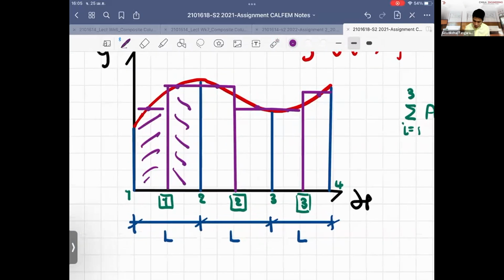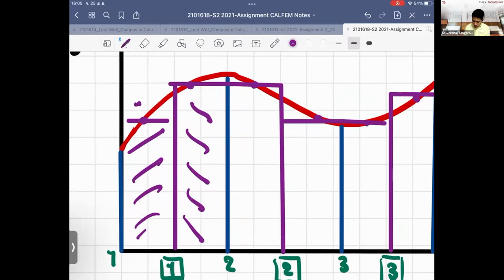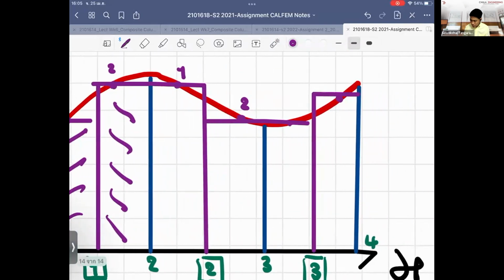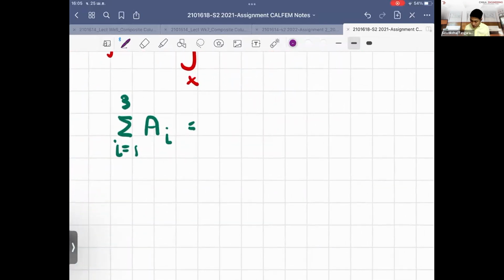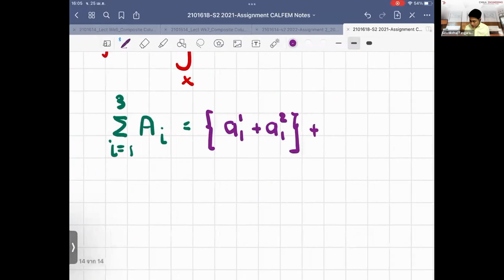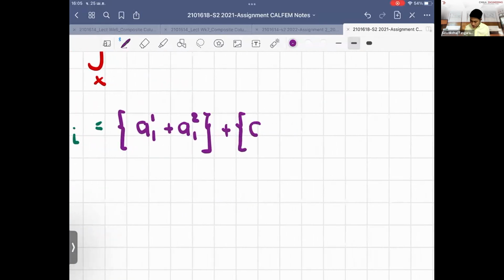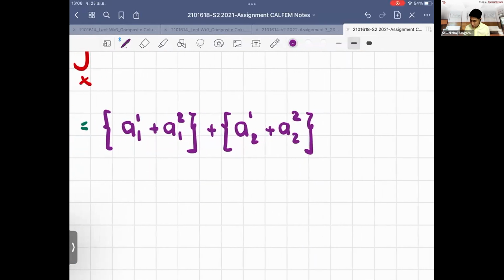For example, this is at Gauss point number 1, this is at Gauss point number 2, number 1, number 2, and so on. So then what it means is trying to find the sum of the areas at Gauss point number 1 of element 1 plus Gauss point number 2 of element 1, and I add them. For these 3 elements.